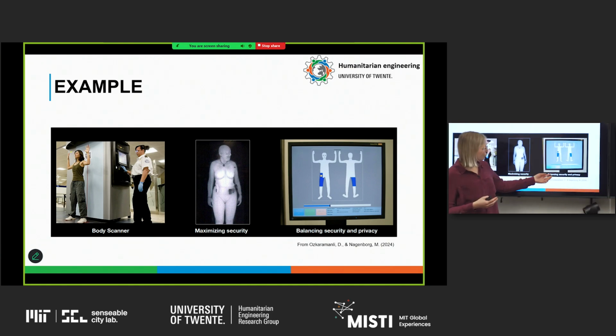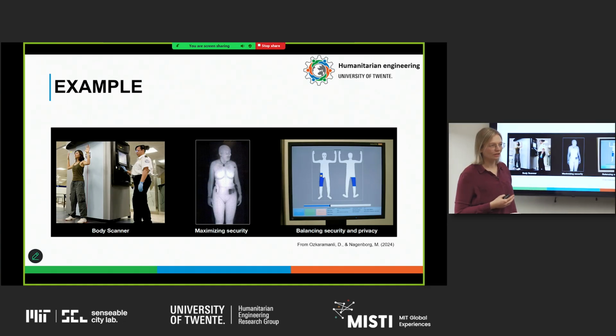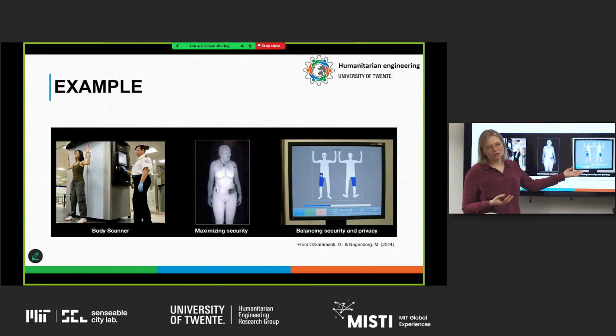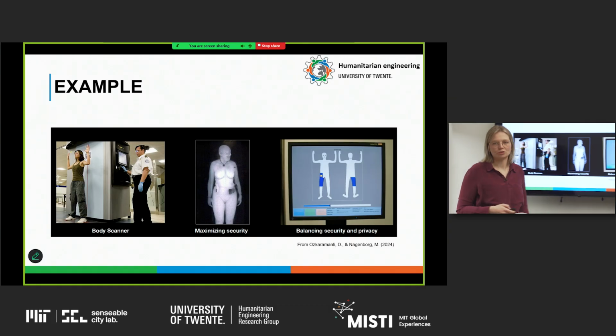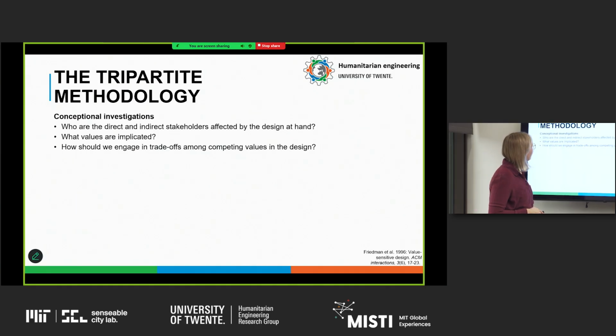So you can choose, of course, to maximize privacy a little bit more, and you arrive at an image that balances security and privacy. And most of the people would agree that this is something they would be able to share from a privacy perspective. So in that sense, within technology design, you can design for certain values. It is based on value-sensitive design from Friedman.